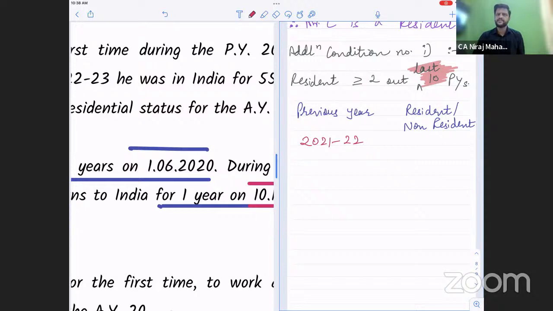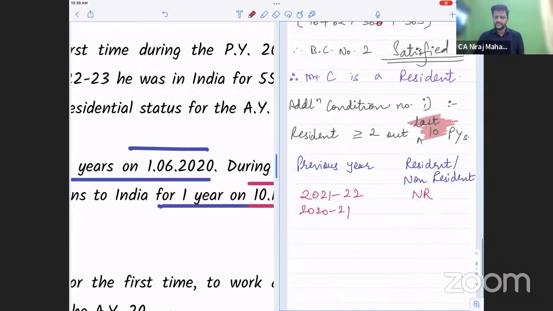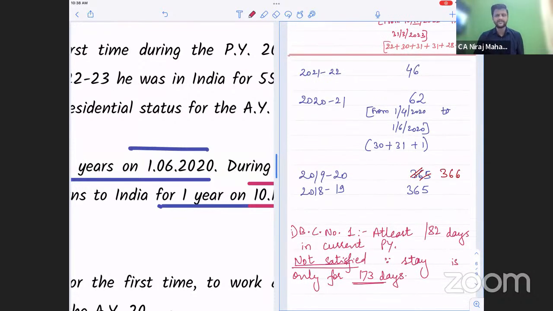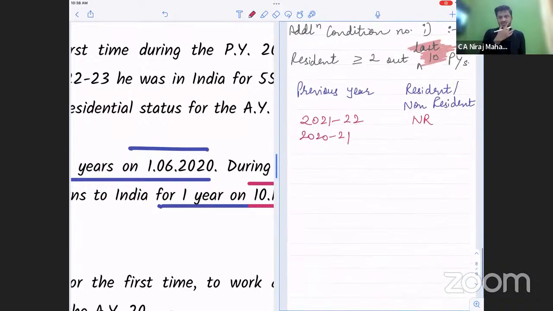Tell me the number of days in 21-22. 46. Tell me, what is it, resident or non-resident? Non-resident. Clear? What about 2021? 62. Understand? In 2021, his number of days in India is 62. Okay. What will happen?